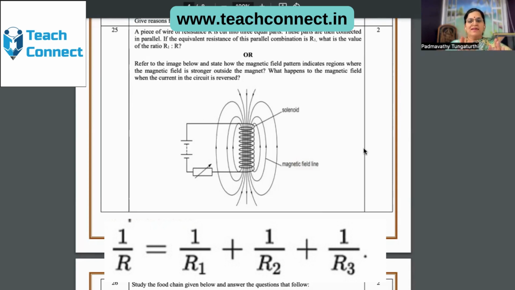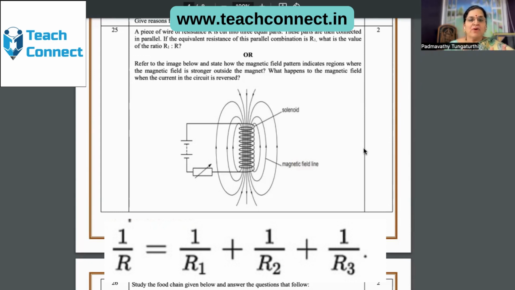One wire is taken, it is cut into 3 pieces. That means the resistance of each becomes R/3. When it is a parallel connection, we know that 1/R = 1/R1 + 1/R2 + 1/R3, wherein 3 different resistances are given. Here all the 3 resistances are the same. Therefore, 1 by R/3 becomes 3/R. 3/R plus 3/R plus 3/R becomes 9/R.